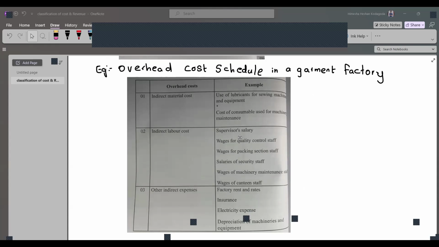Am I clear to you guys? We can't directly attribute it to the unit of production. Right? Hope you can understand.